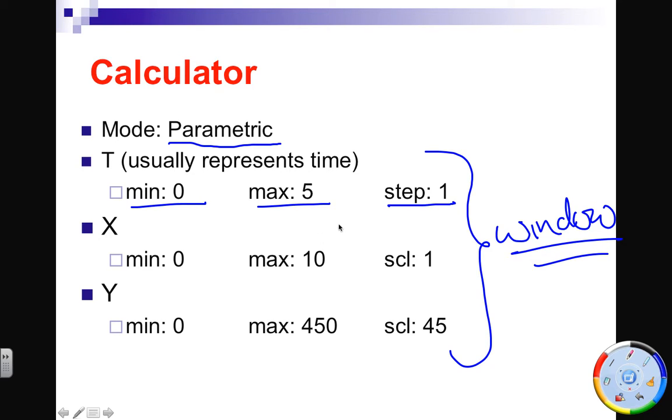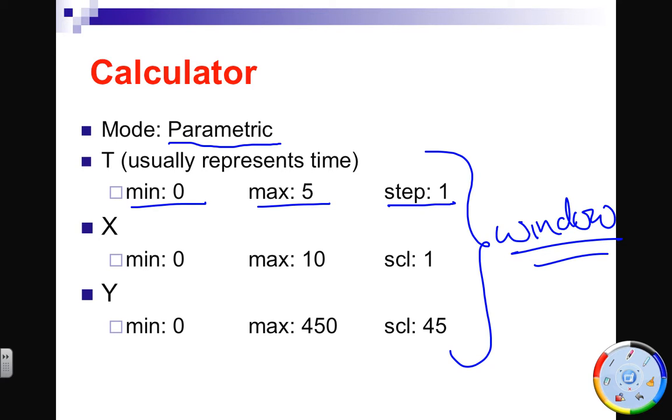And lastly here, because the height of the ball has to start at 420, I might as well go all the way up to 450 and start at 0, go to 450 with a scale of 45. Some of you realize why I used 45 there. It's just so I have 10 tick marks on my graph.